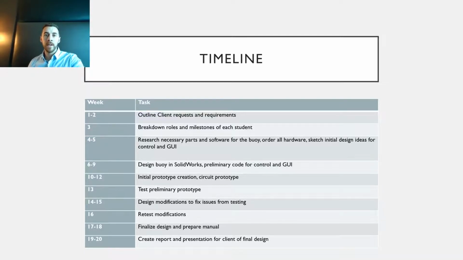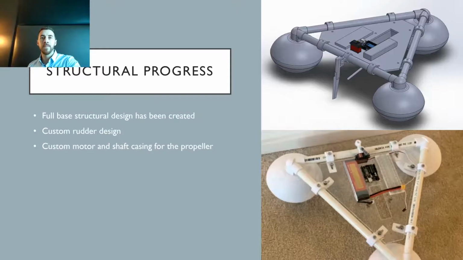After our research, we began designing each portion of the project, from the structure to the control system to the graphic user interface. After this, we began with an initial prototype. This is important so that we can test each of our portions to make sure that everything is working as we have designed. After this testing phase, we go back into another redesign in order to fix any problems that we may have encountered. After this redesign, we do another stage of testing and any final modifications that need to be made. Once we have passed all of our tests, we can then do a finalized design and prepare a manual for the client. Then we can create a report and a presentation to deliver to the client.